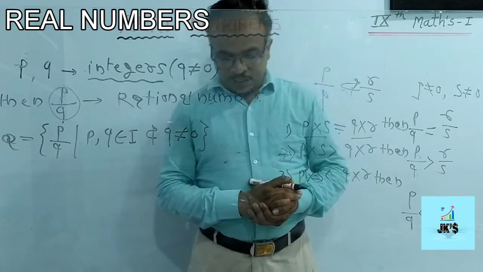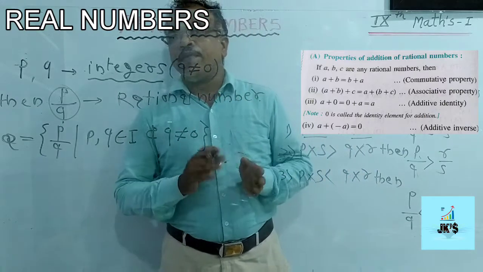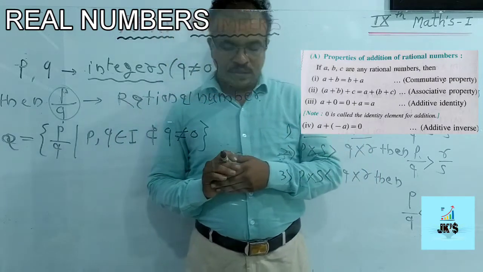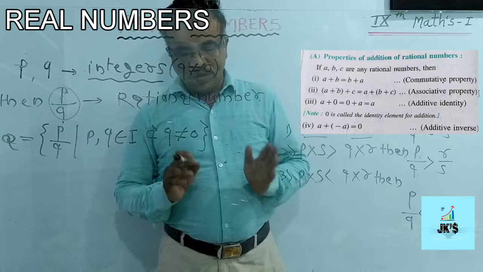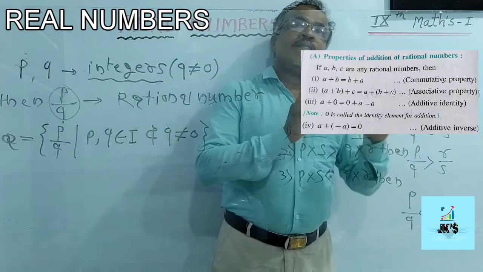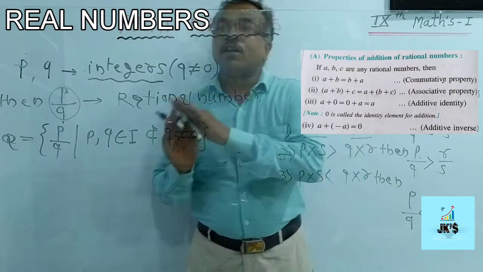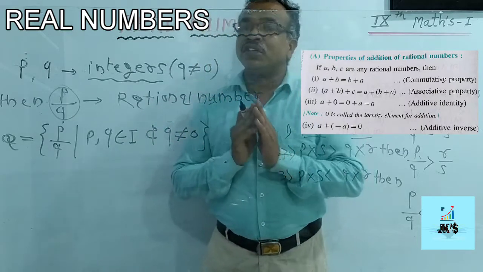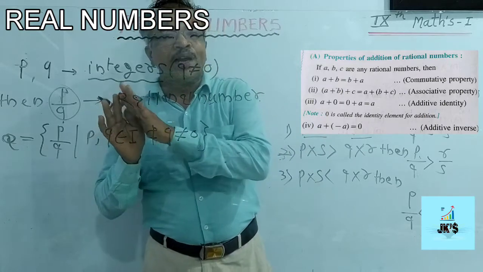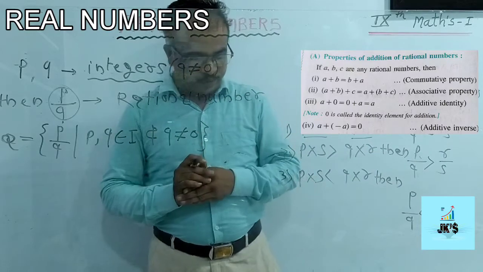If A, B and C are any rational numbers, then A plus B equals B plus A. This is known as the commutative property. It means the sequence of addition, or the order of the numbers in addition, doesn't matter. 4 plus 3 equals 7 and 3 plus 4 also equals 7. This is the commutative property.